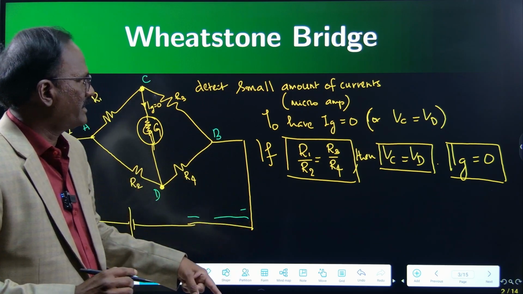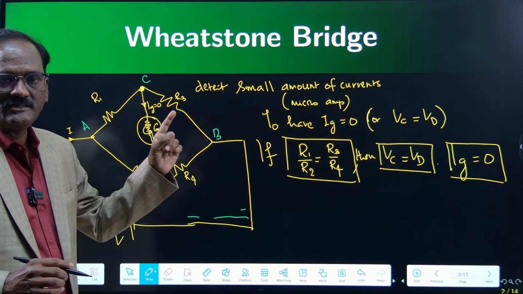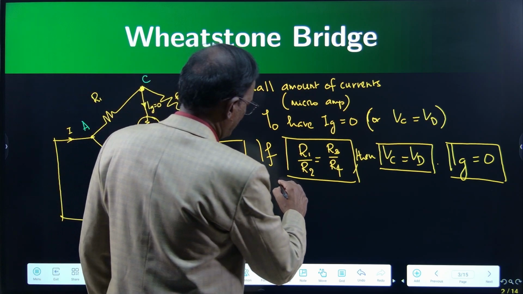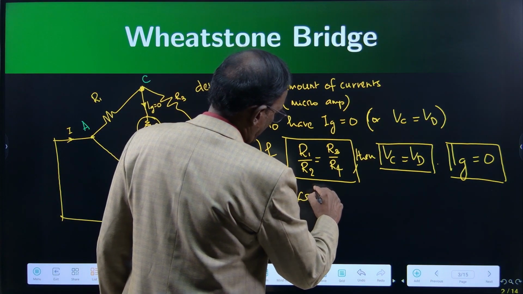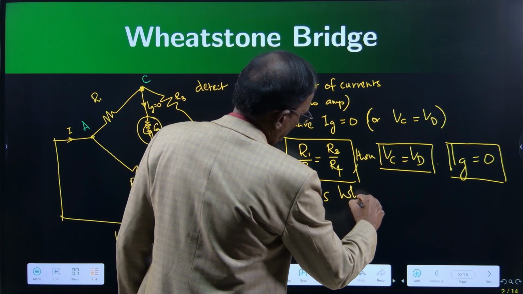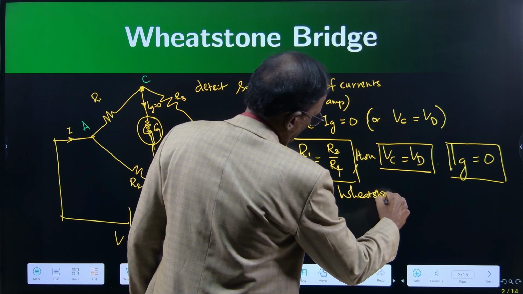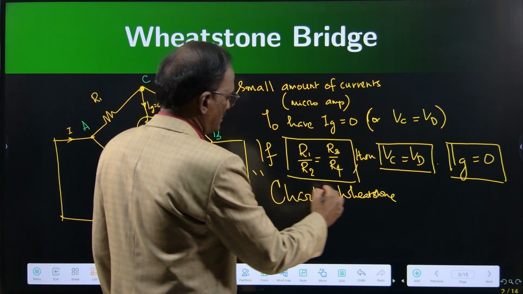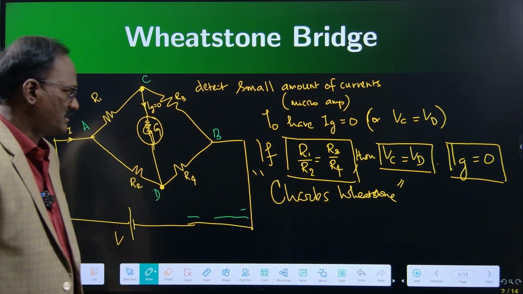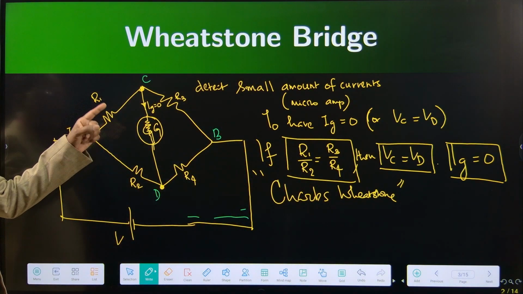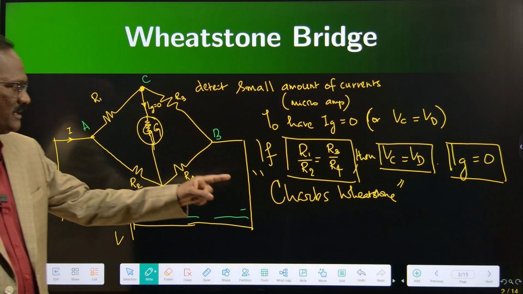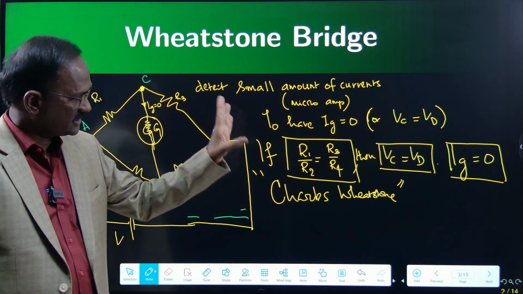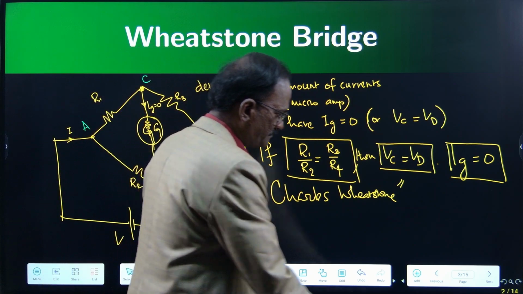So this is Wheatstone Bridge. The Wheatstone Bridge is named after the work of one scientist, Charles Wheatstone, a British scientist, right? Okay. R1, R2, R3, R4 must be put such that R1 by R2 is equal to R3 by R4. That's all, right? We will see the proof.